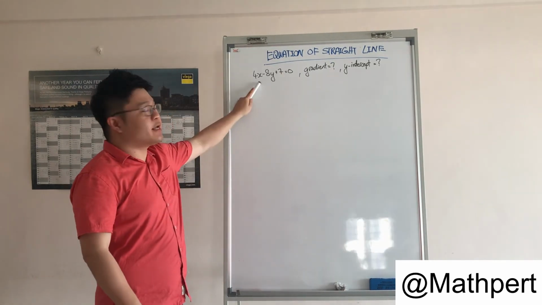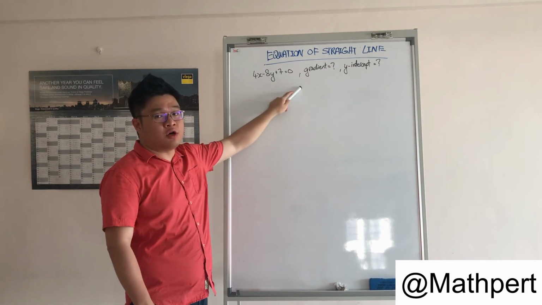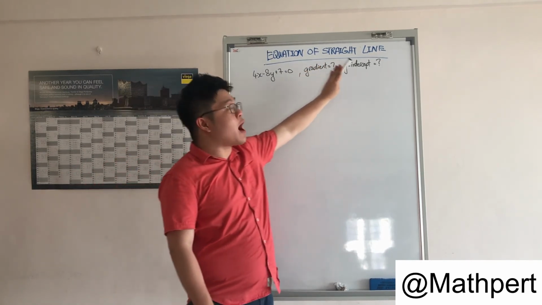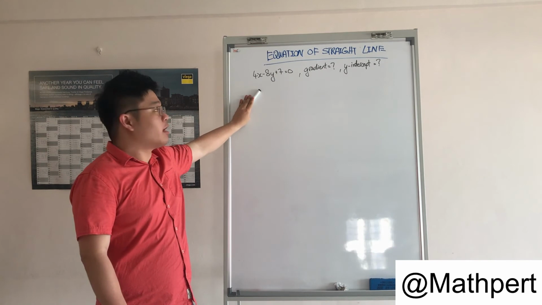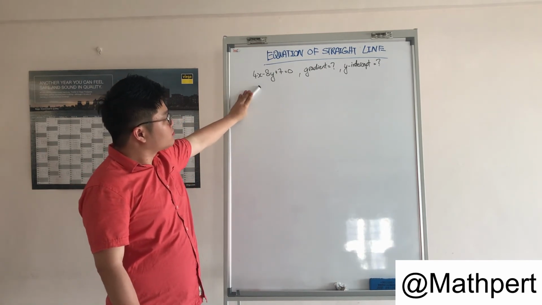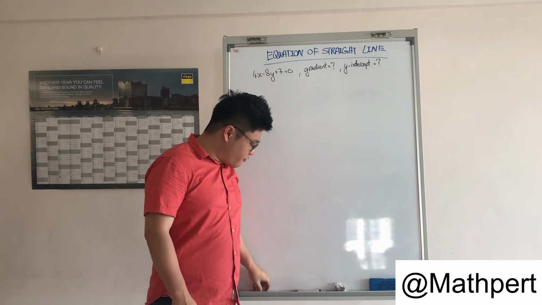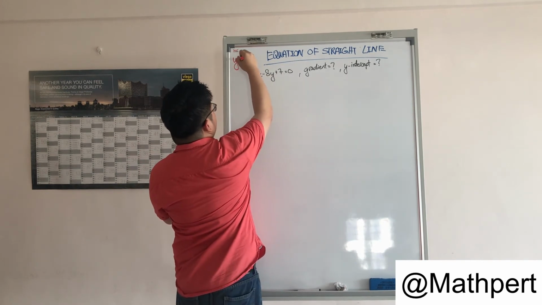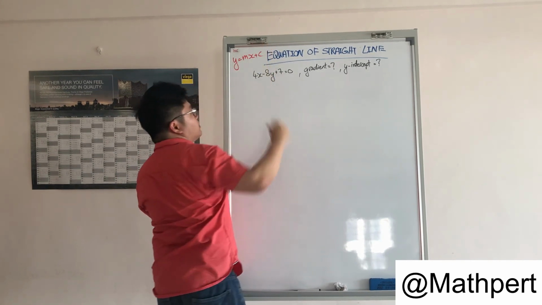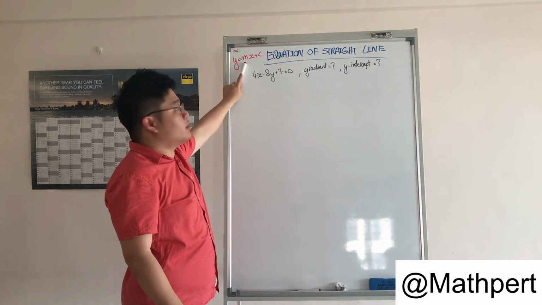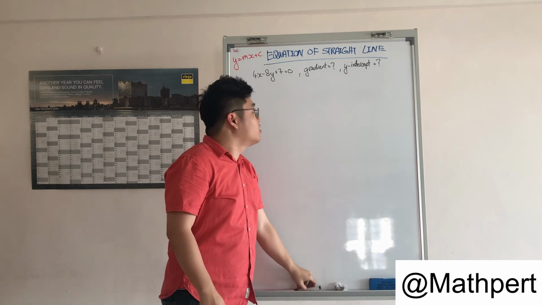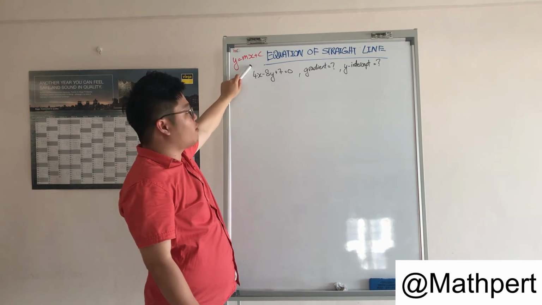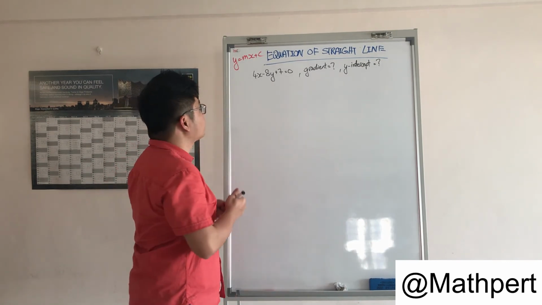Given by the question, 4x minus 8y plus 7 equals 0. This is the equation of the straight line. We are asked to find the gradient of this straight line and the y-intercept of this straight line. Do you still remember the general form of the gradient form for the straight line? It is y equals mx plus c, where m is the gradient and c is a constant. So we can convert this general form to gradient form so that we can get the gradient. How do we convert this?